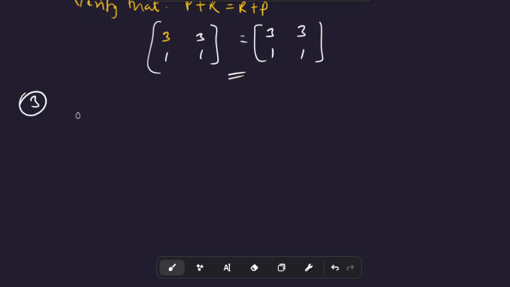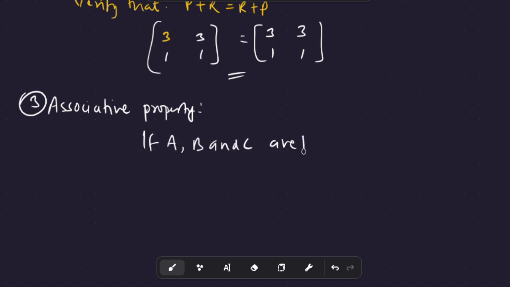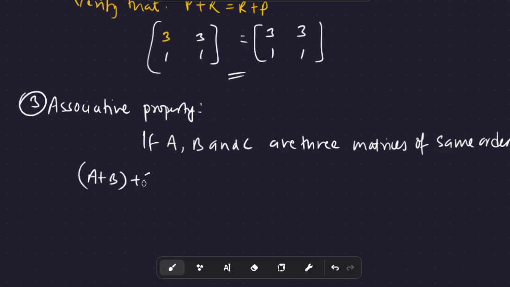Third property. The third property is the associative property. So associative property means if A, B and C are three matrices of the same order, then we can say (A plus B) plus C equals A plus (B plus C). It is called associative.